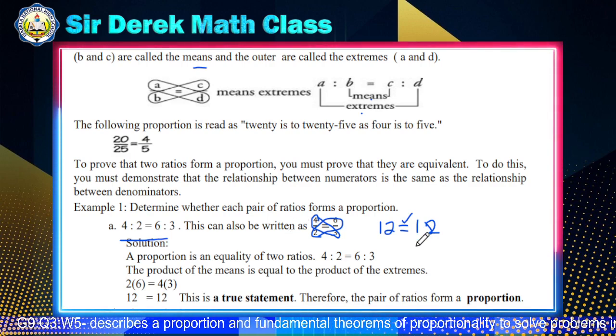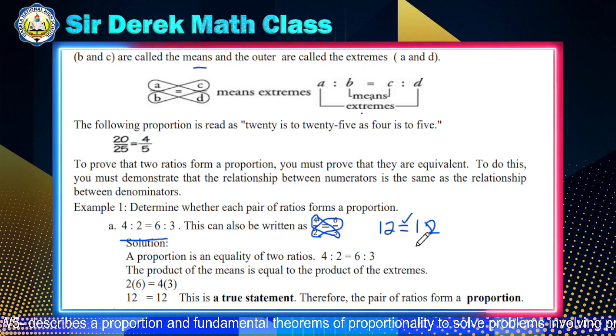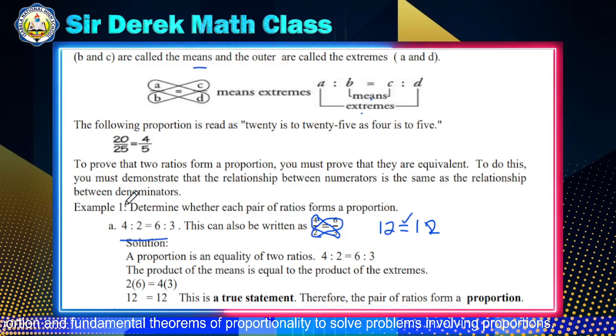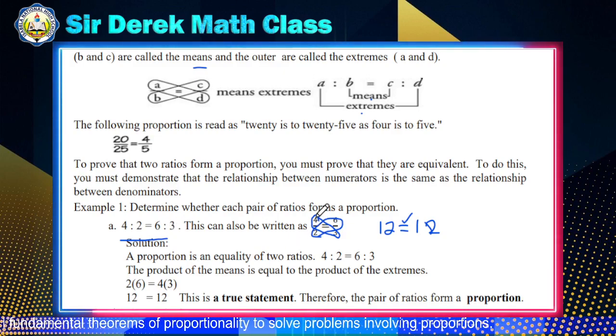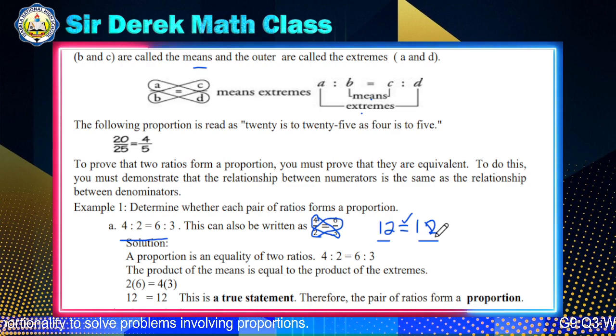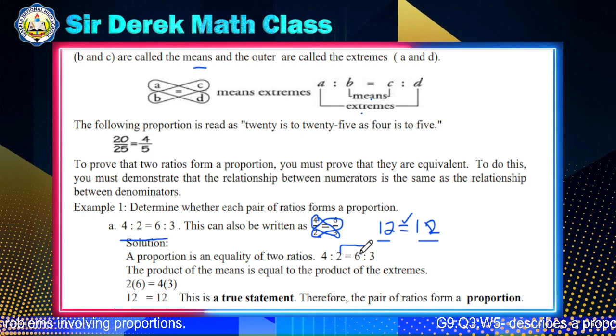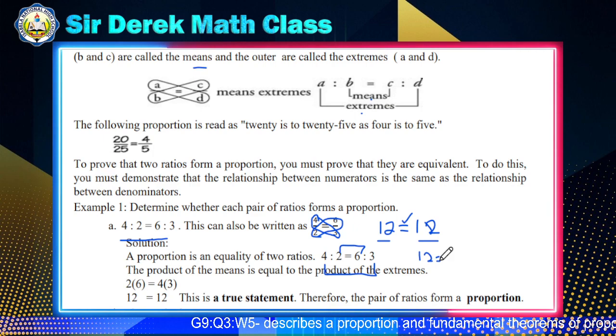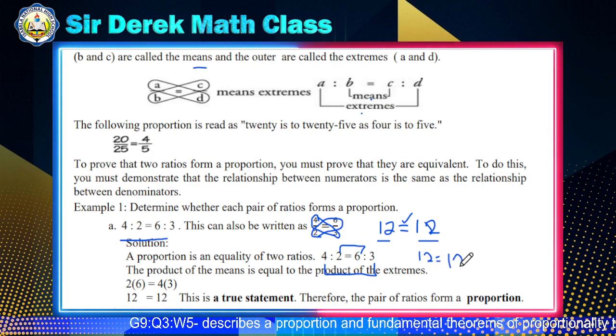So that is one way to know if the two ratios show proportionality. That's one way: when you multiply by cross-multiplying, the two products should be equal. Okay? So what about the means and extremes? Just like this, the product of the means should be equal to the product of the extremes. So the same, 4 times 3 will give us 12, and 2 times 6 will also give 12.